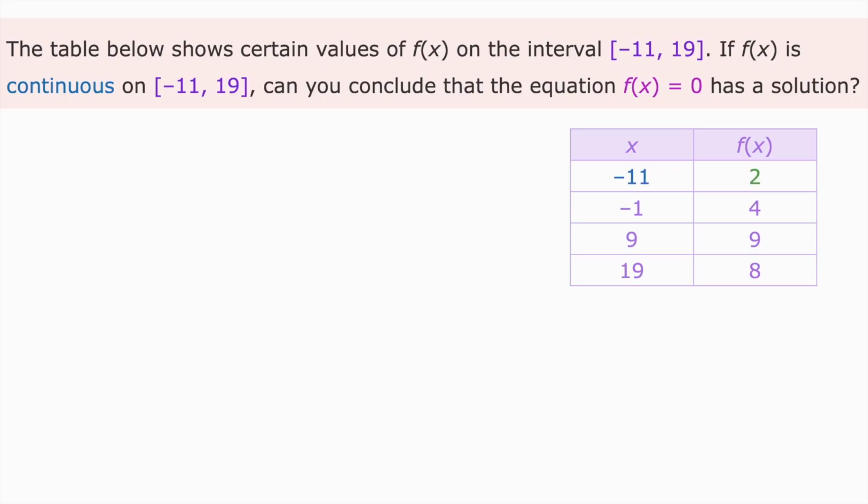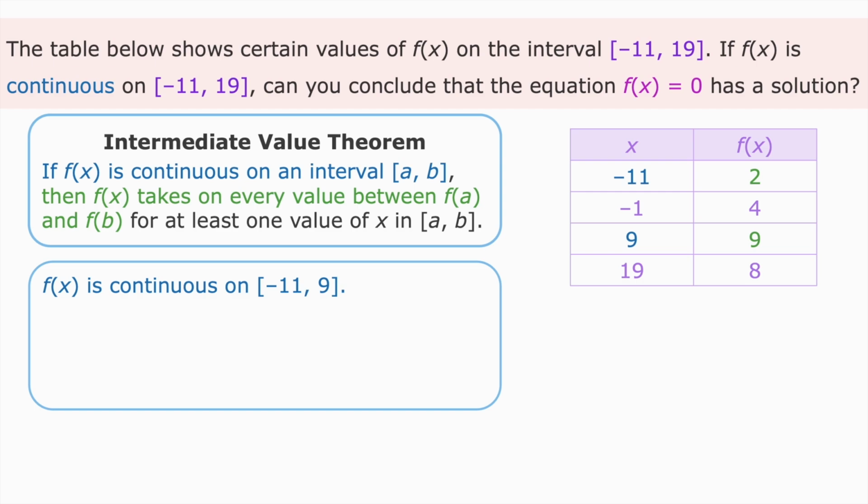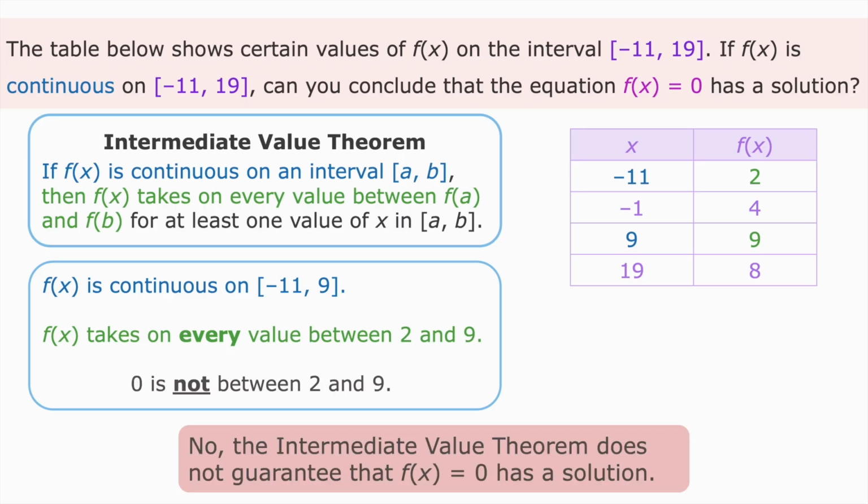We see that f of negative 11 is 2, which is the lowest output in the table, and f of 9 is 9, which is the highest output in the table. So the intermediate value theorem tells us that on the interval from x equals negative 11 to x equals 9, f of x will take on every value between 2 and 9. Since 0 is not between 2 and 9, there is no guarantee that f of x will ever be equal to 0. Nice job here!